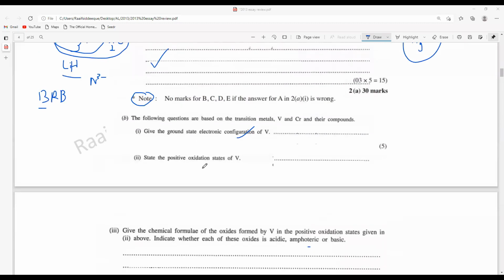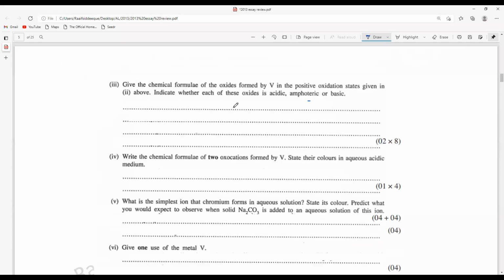So now you know the positive oxidation states of vanadium. Give the chemical formula of the oxide formed by vanadium in the positive oxidation states given above, and indicate whether each of these oxides is acidic, amphoteric, or basic. So typically VO, V2O3, VO2, and V2O5, which are +2, +3, +4, +5. You should know this because it is already mentioned.